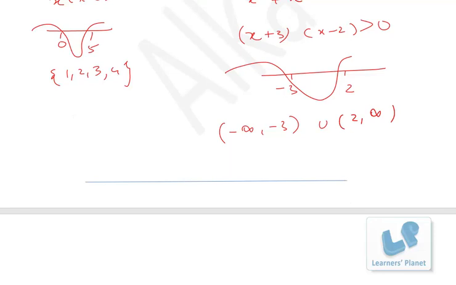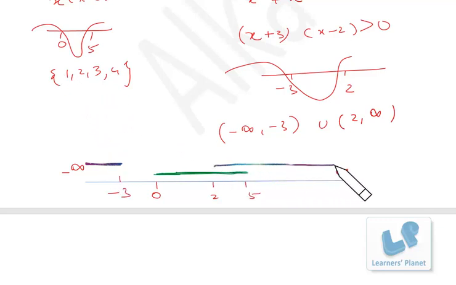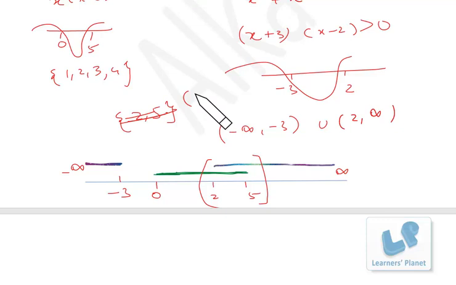So this is a number line that I have drawn. Okay, then just mark the points 0 to 5. Then this is minus infinity to minus 3 and union 2 to infinity, so they are 2 and this is infinity. So this is 0 to 5, so I just mark that. Then let's mark this minus infinity to minus 3 and then 2 to infinity. So what is the common range that we can see over here is 2 to 5, right? So x can take any value from 2 to 5, both inclusive.